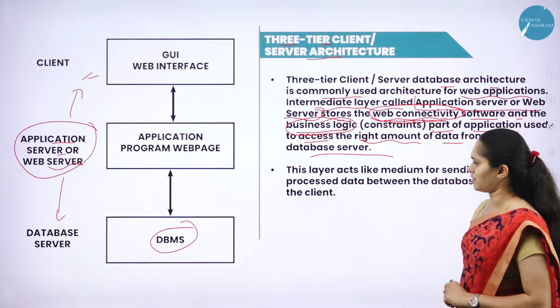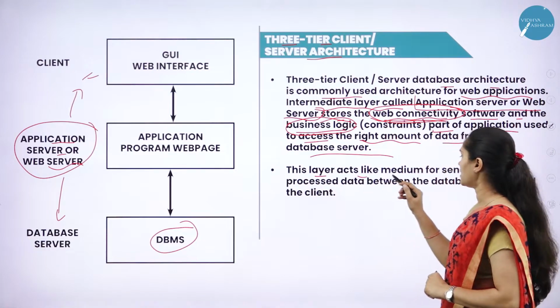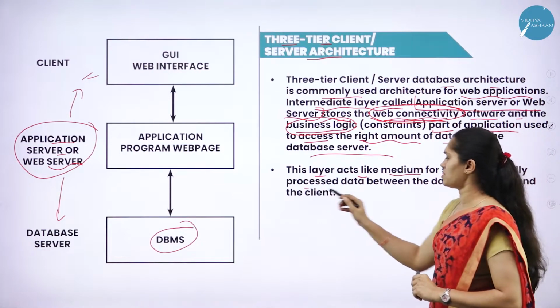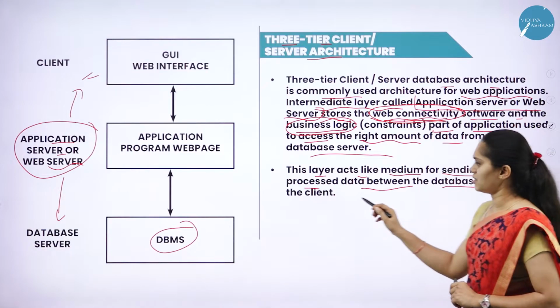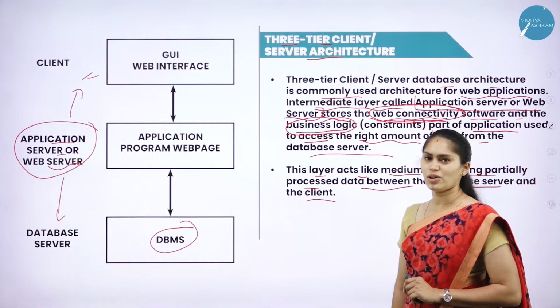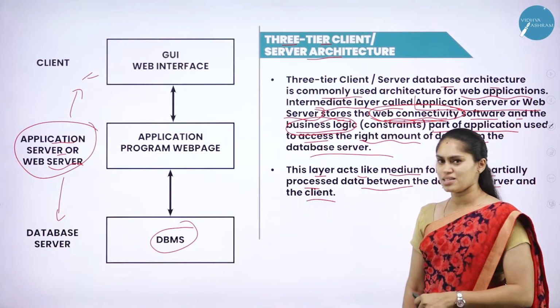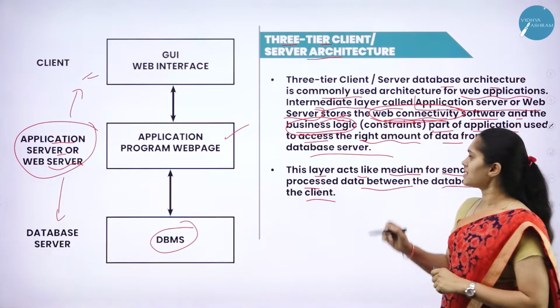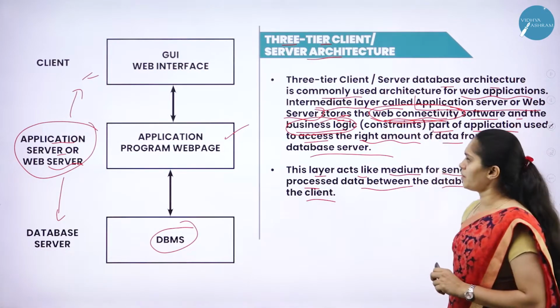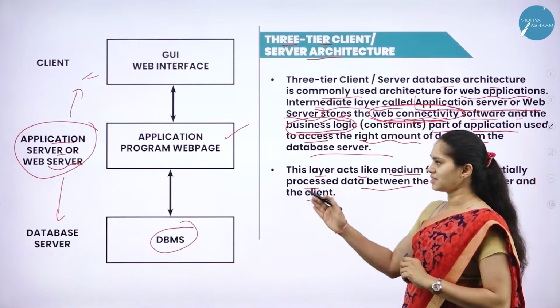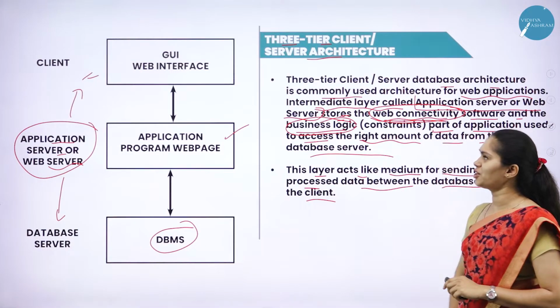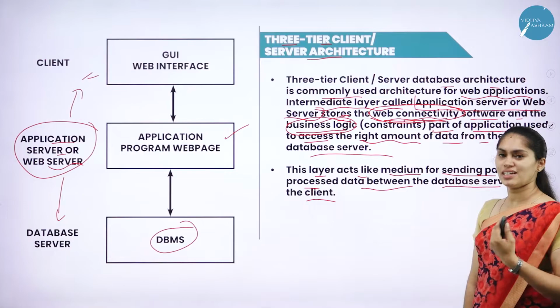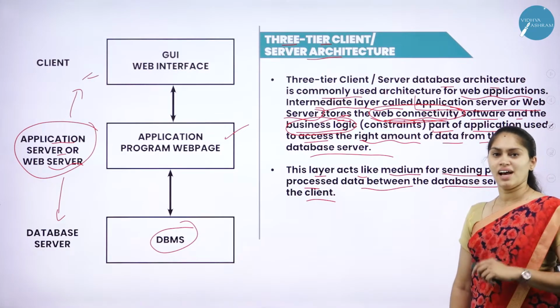database server. And also this acts like a medium for sending partially processed data between the database server and the client. If I want to access any data between the database server as well as the client, this application server or web server is going to provide that methodology. This is related to 3-tier architecture, that is 3-tier client server architecture.